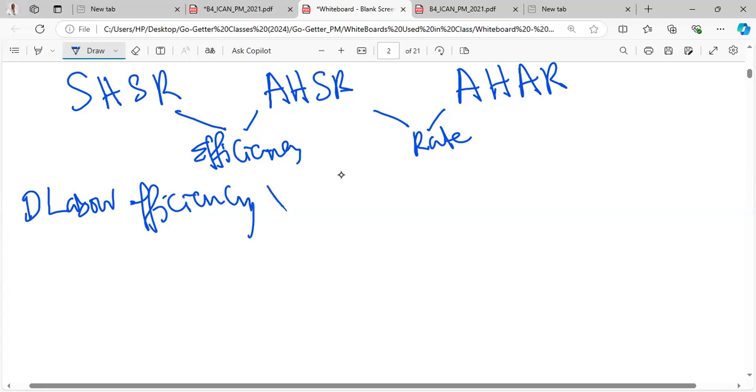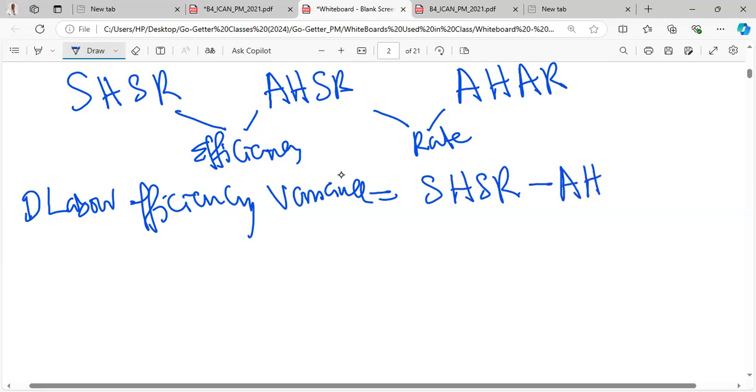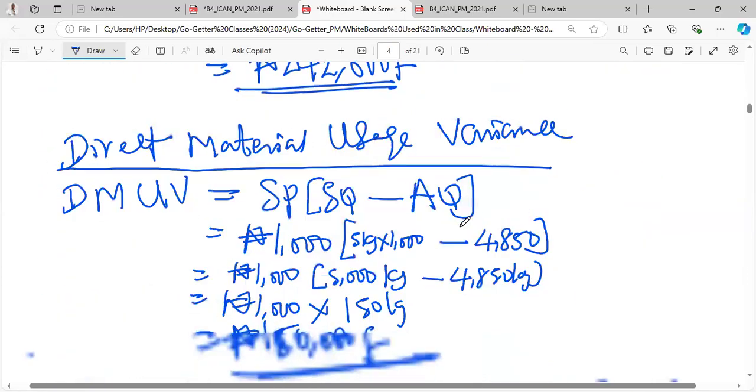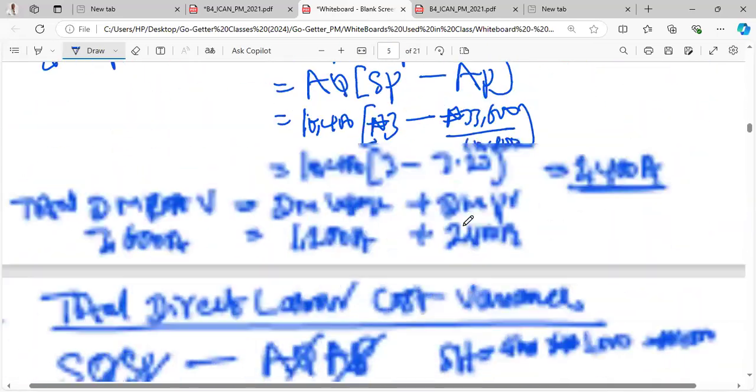efficiency variance is going to give you standard hours standard rate minus actual hours standard rate, which is still going to be standard rate is common, standard hours minus actual hours. So this is the formula we shall use. So let's go down here and apply the formula.